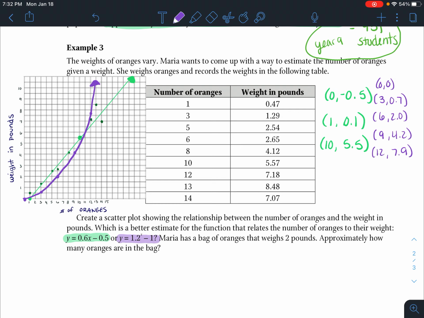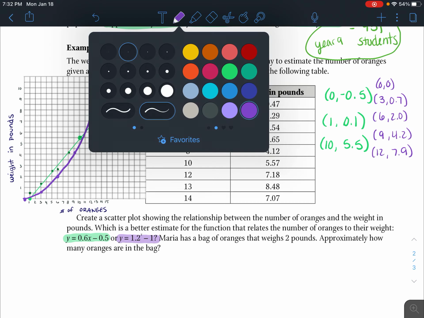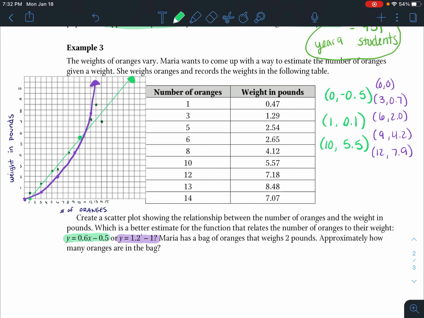Looking at those, you have to decide, do you think the information given from our chart, our dots, best fits the green linear graph or the purple exponential graph? Hopefully you would pick the green linear graph, which is what we're going to go with. It fits our dots the best. So given that, we're going to use that equation to answer the question.